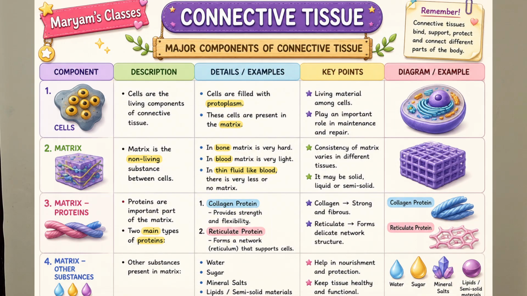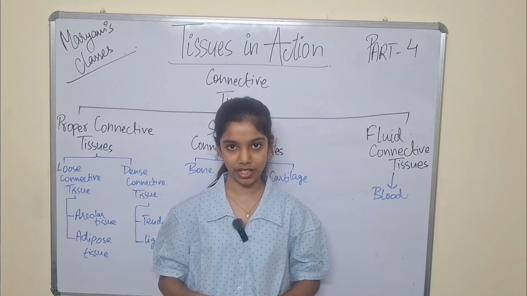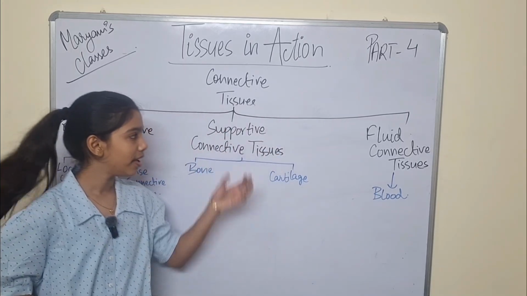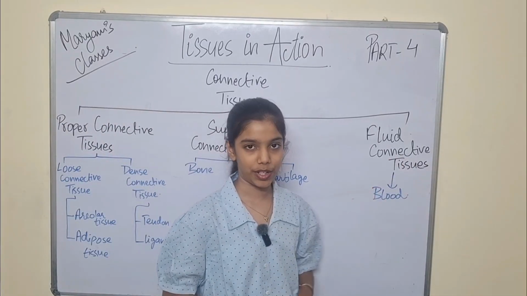Guys, this slide is really important, so make sure you remember all these points. There are 3 types of connective tissues. First is proper connective tissues, second is supportive connective tissues and the third is fluid connective tissues.